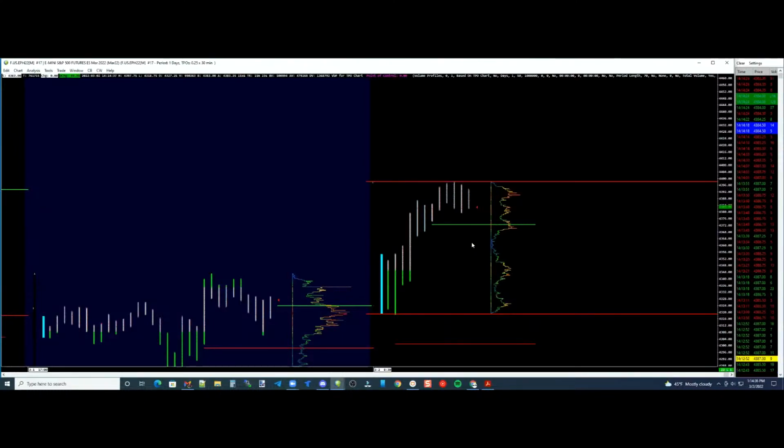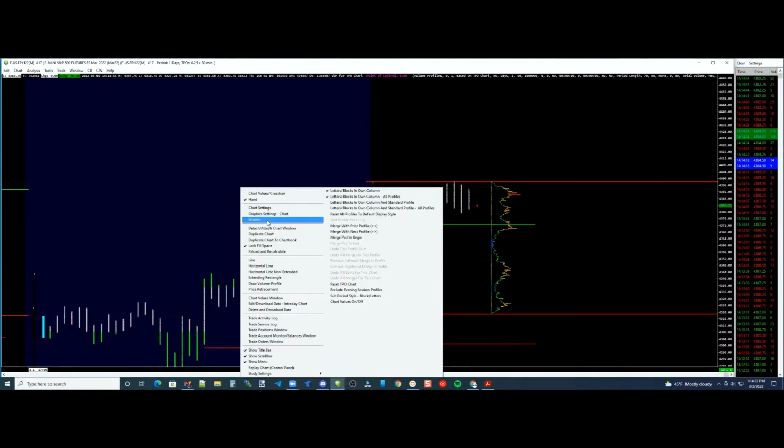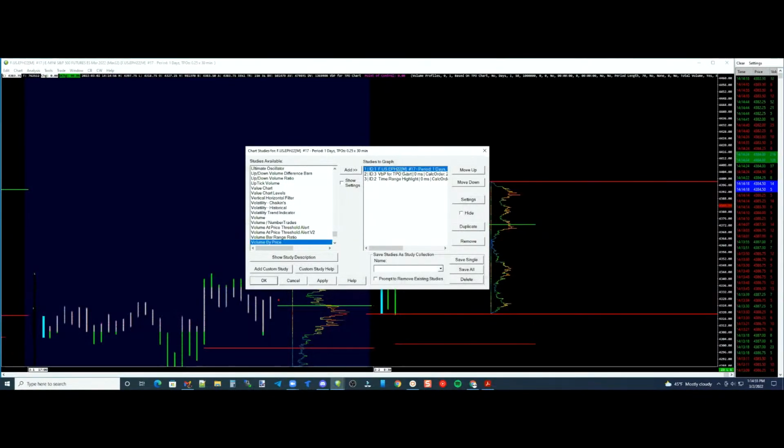I know I'm flying through it so fast, but I'm trying to get to where we want to be. Pretty simple to set up, right? It's not difficult to set up at all. Literally, you're creating a chart, you're applying the TPO, you're applying a volume by price, and then if you want to highlight your background, you can. Everything else beyond that is strictly whatever you prefer.